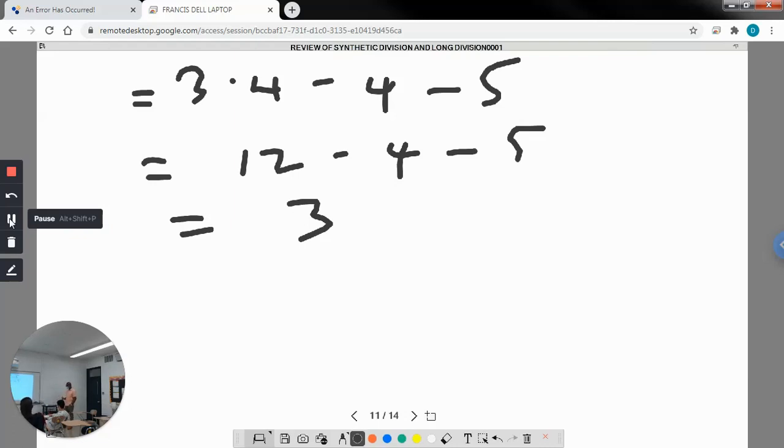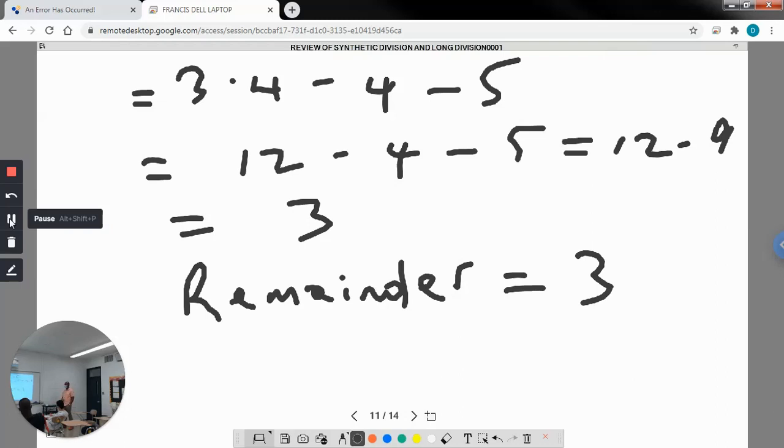4 from 12 equals 8, 5 from 8 equals 3. Or you could just simply look at it this way: 12 minus 9. Okay? So the remainder is equal to 3.